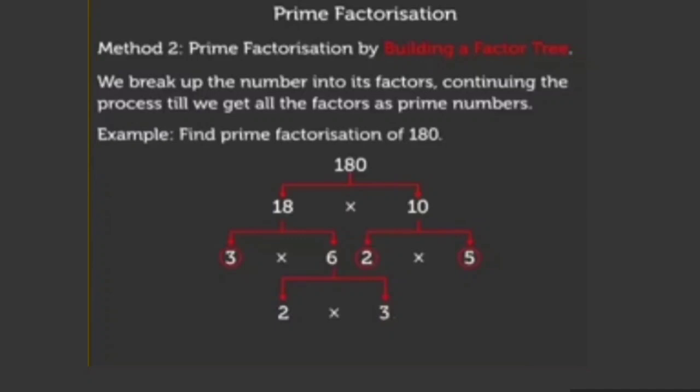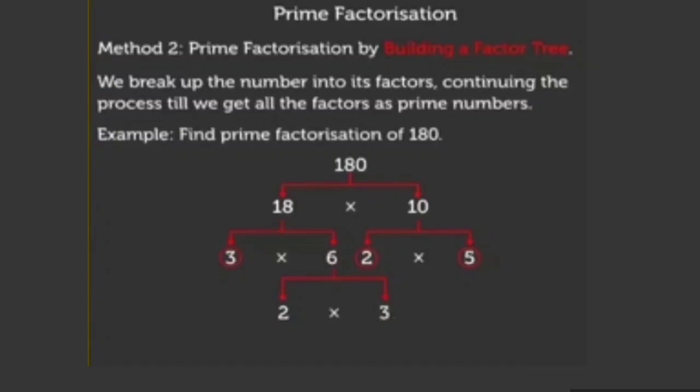Now let's see the second method: prime factorization by building a factor tree. Here we break up the number into its factors, continuing the process till we get all the factors as prime numbers. Let's see one example. Again 180. This 180 can be broken up into 18 into 10. Now this 18 can be broken up into 3 into 6, and this side 10 can be broken up into 2 into 5.